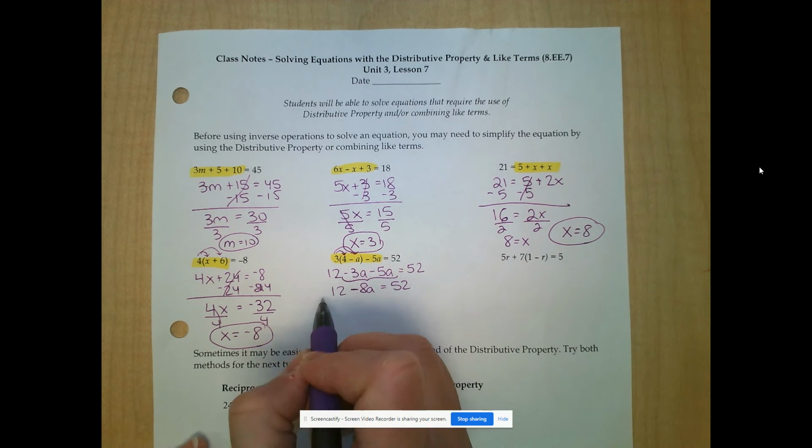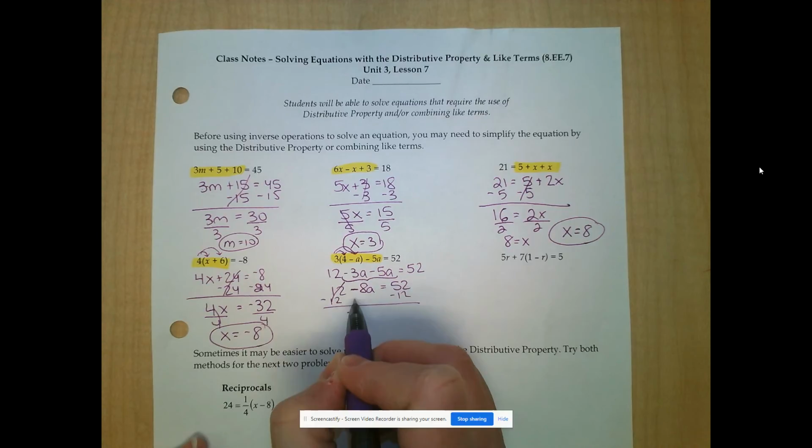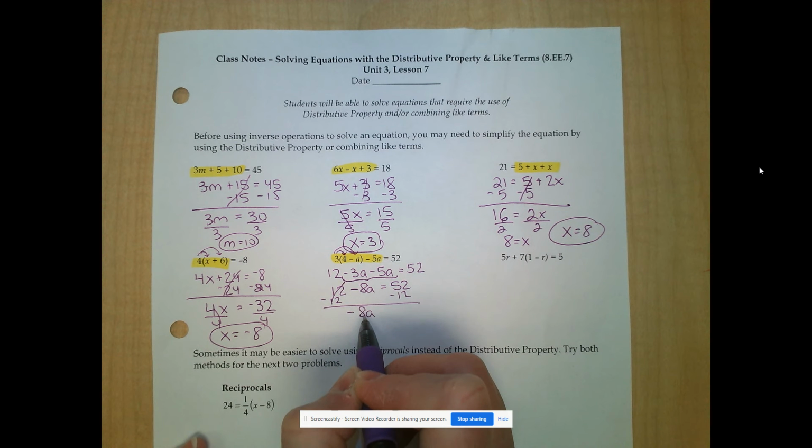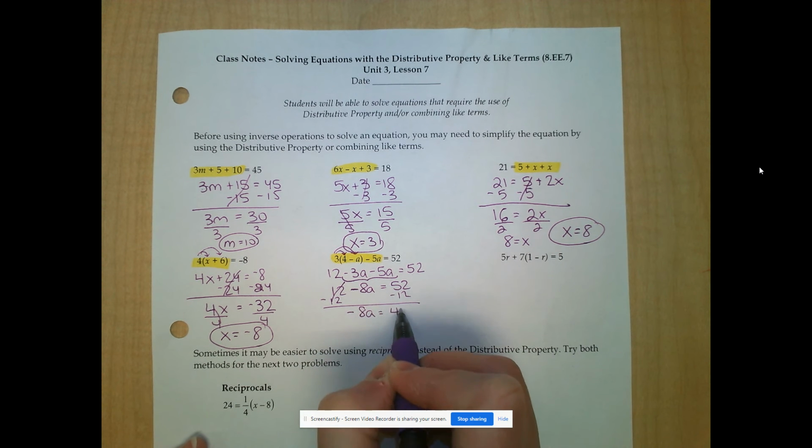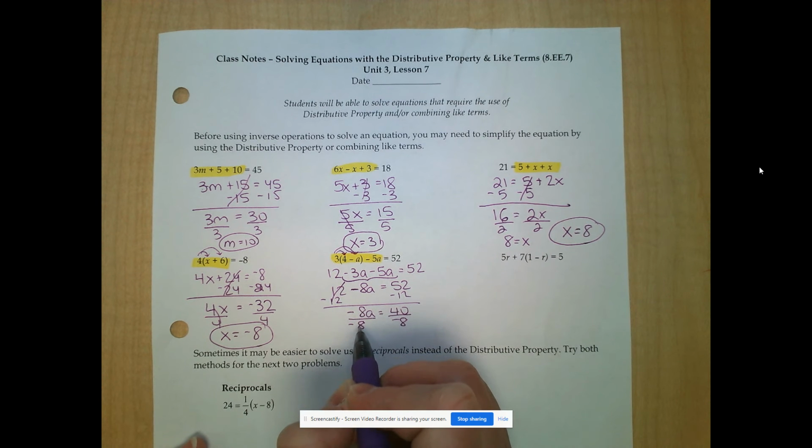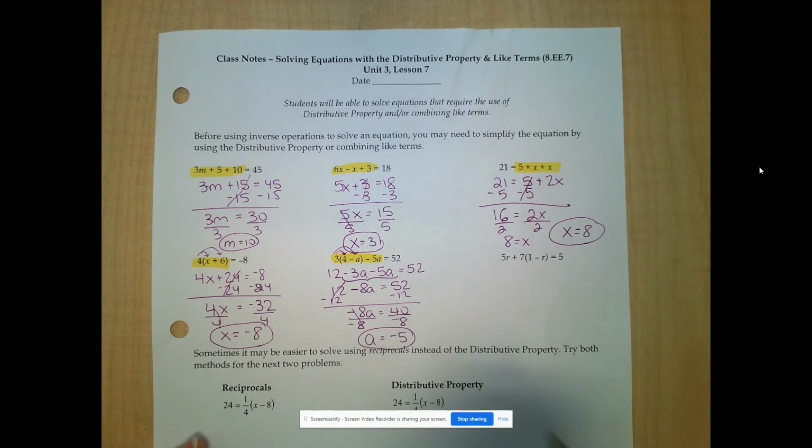The 12 is positive, so I'm going to subtract 12 from both sides. Don't forget, the subtraction that was there is the same as being negative 8a equals 40. Divide both sides by negative 8, right? A negative divided by a negative is positive. a equals negative 5. Not terrible, it is doable.